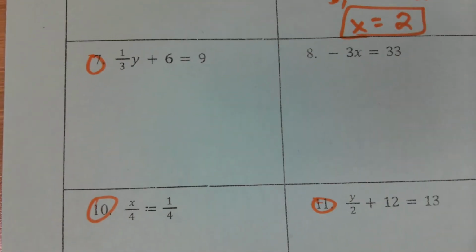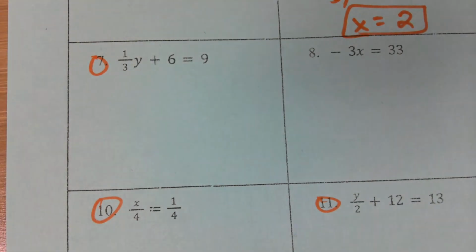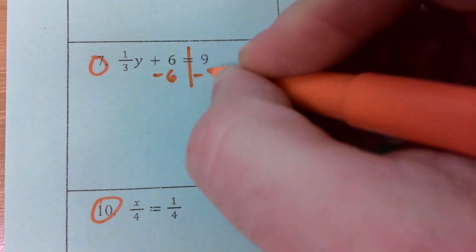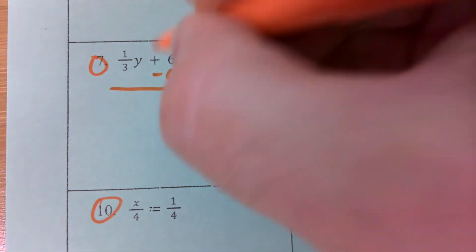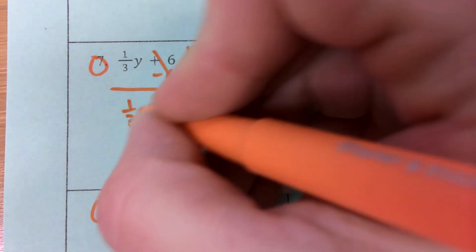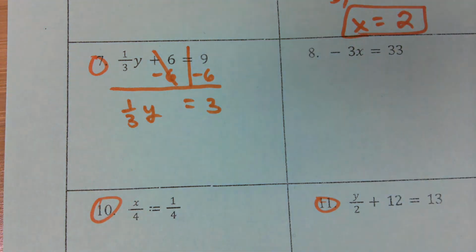Down to number 7 now. Same idea, same exact procedure, just a little bit less fractions going on. We're going to start by subtracting 6 from both sides. We're left with 3 equals 1/3 y.